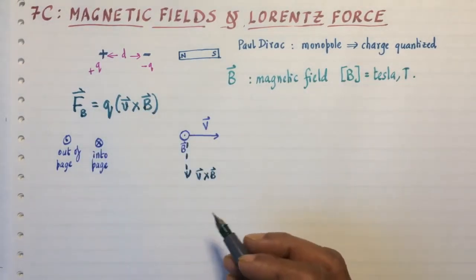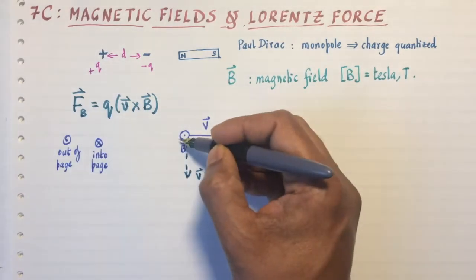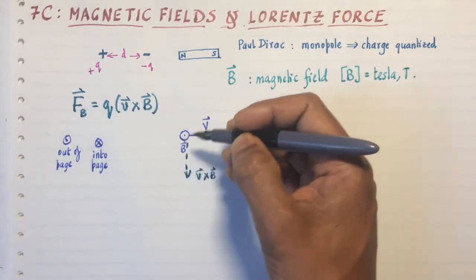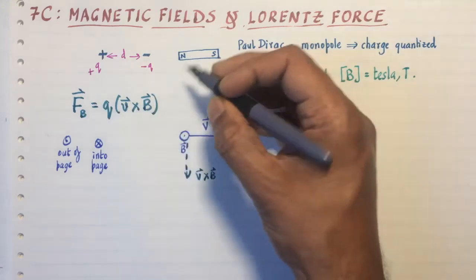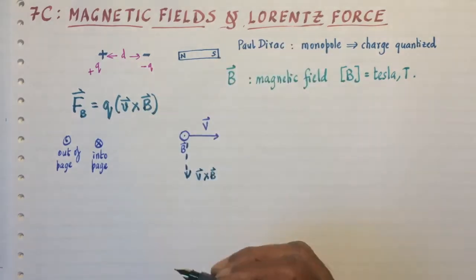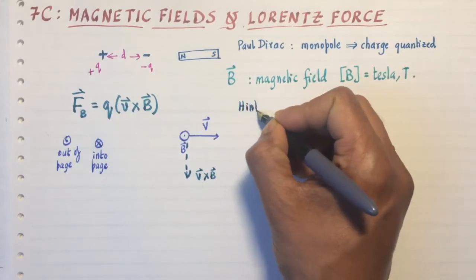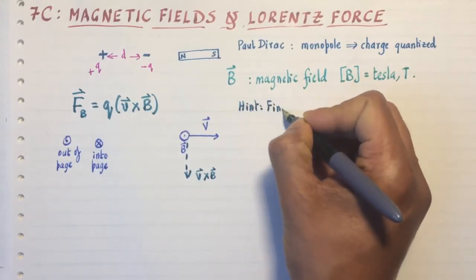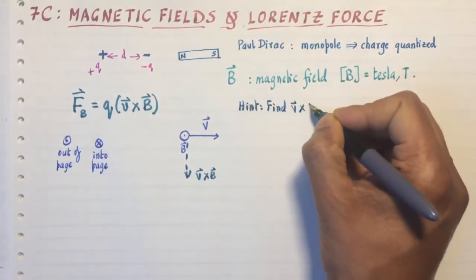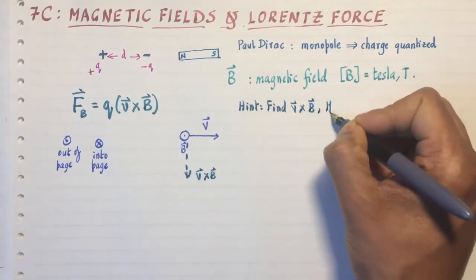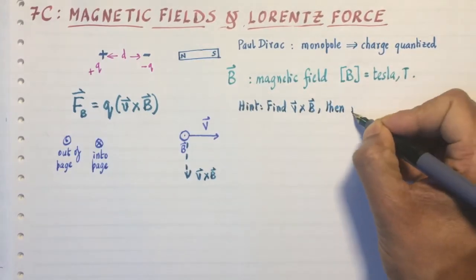So if the charge is positive, then the force is going to be in the same direction as V cross B. If the charge is negative, then the force is going to be in the opposite direction of V cross B. So the hint is to always find V cross B first. Then multiply by Q.